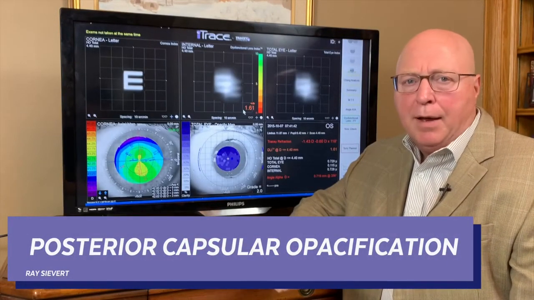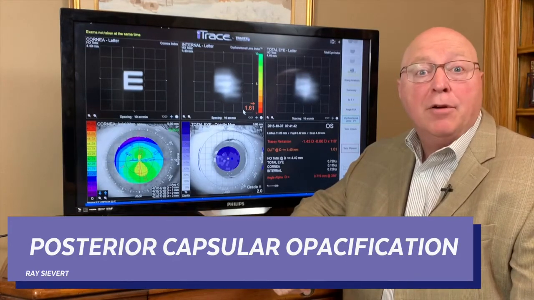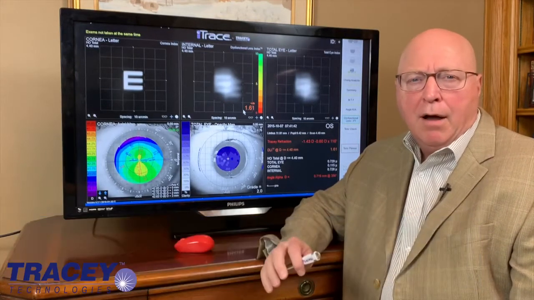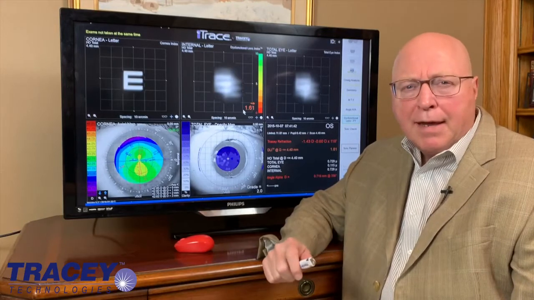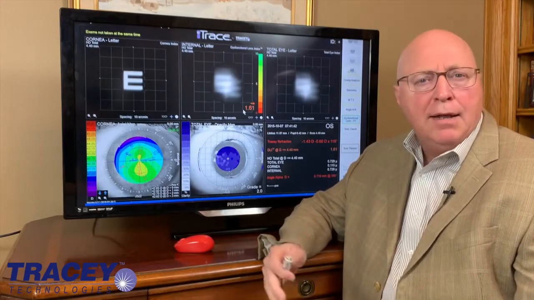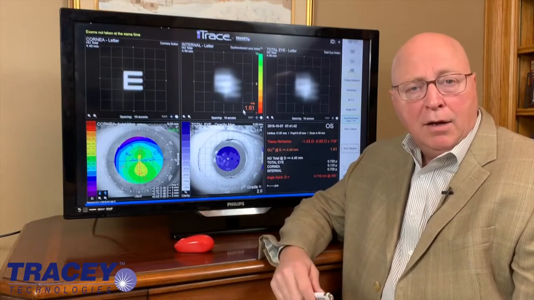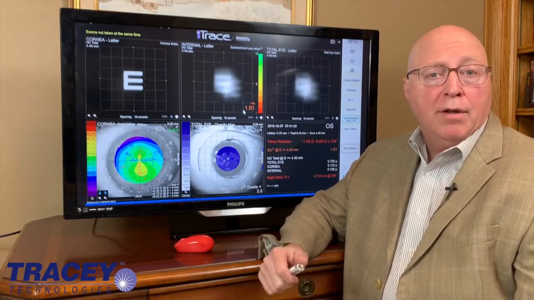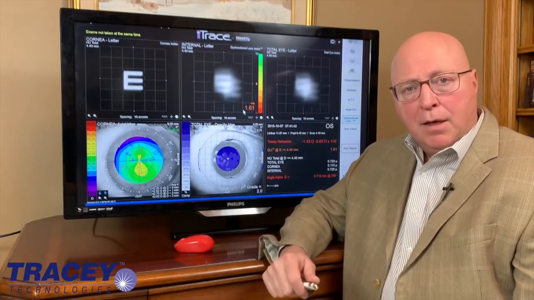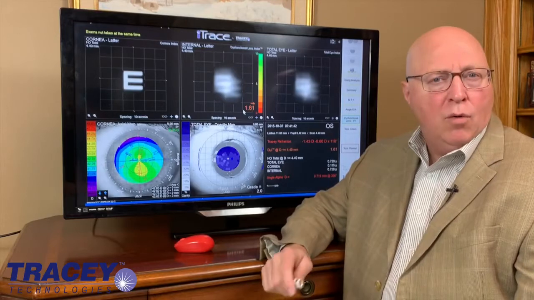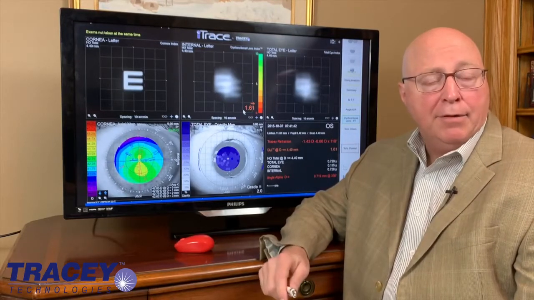Today we're talking about PCO, posterior capsular opacification. It dogs a lot of us when the patient's happy, they've got good vision, but then their vision starts to decline, or even worse, you put in a multifocal and their vision's not very good from the jump. How do you use the iTrace to tell you whether or not it's appropriate to YAG the patient? Well, surprise, surprise, there is a way.